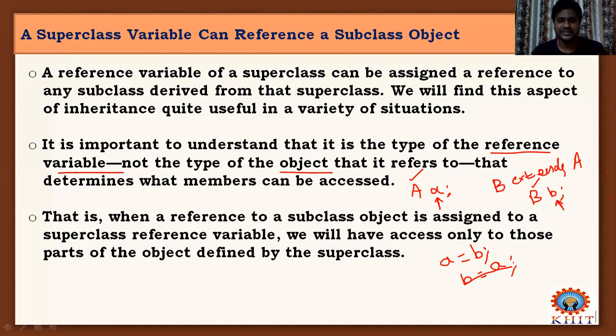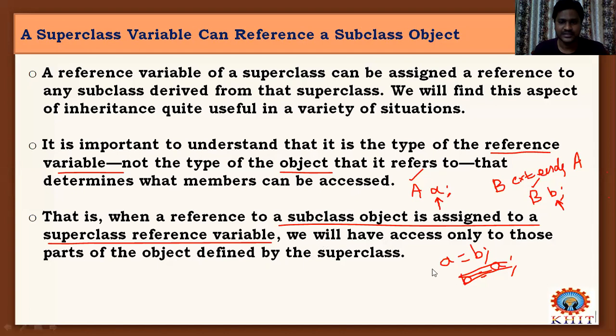See this here. When a reference to a subclass object is assigned to a superclass reference variable, this statement is very important. We are going to see a program example for this statement. This is the concept that a subclass object is assigned to a superclass. This is true.